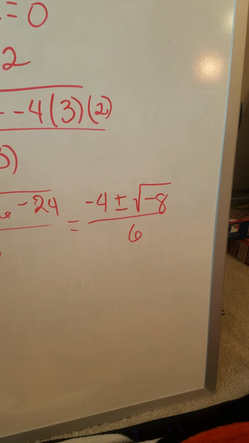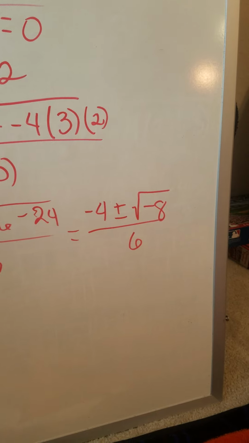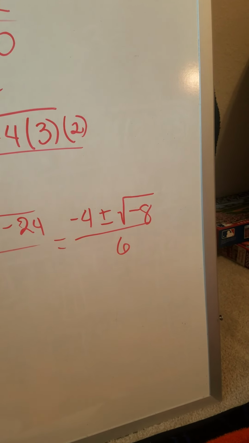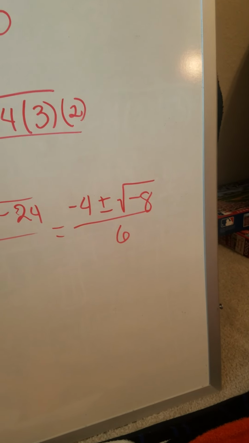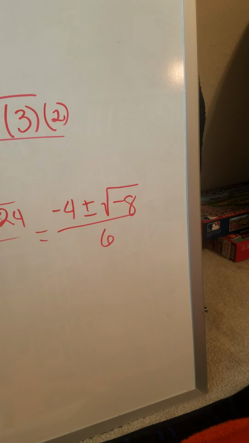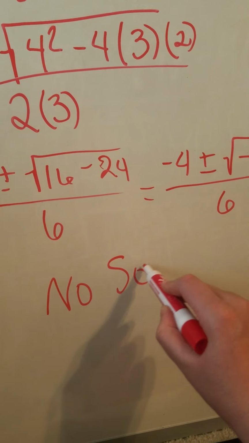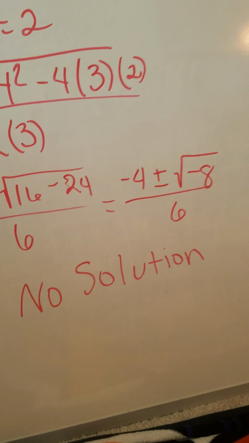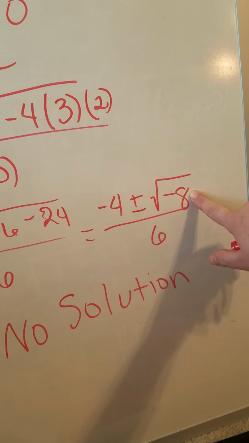Now remember guys, we talked about this in the very first video that you saw, that I did, and the other video that you should have watched. Whenever we get a negative number under the square root, that means that you're going to have no solution. So at this point, you can go ahead and stop. There's nothing else for you to do. You just write no solution. And you're done. Now that is only the case when you get a negative number underneath the square root.